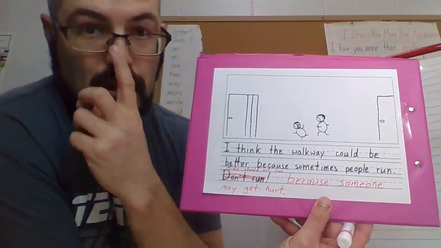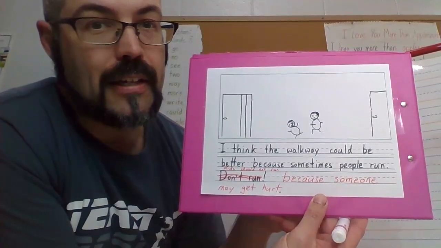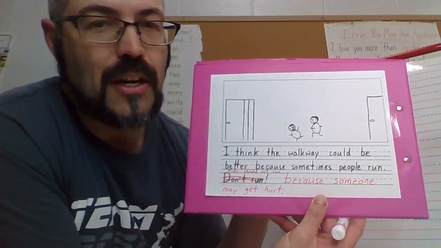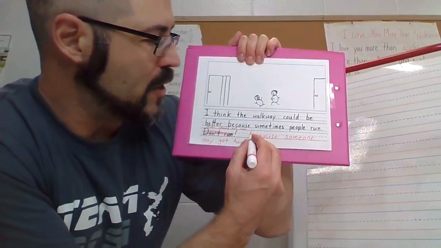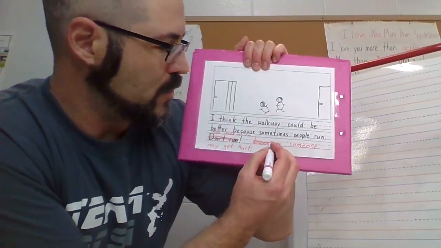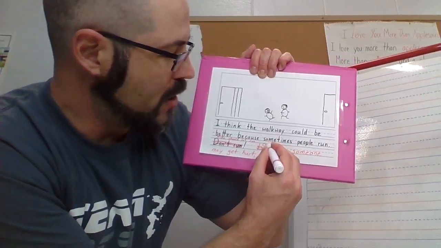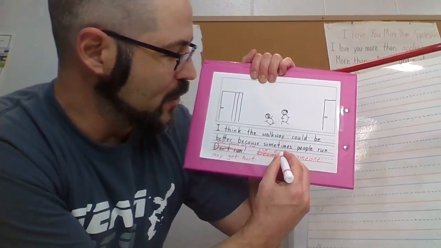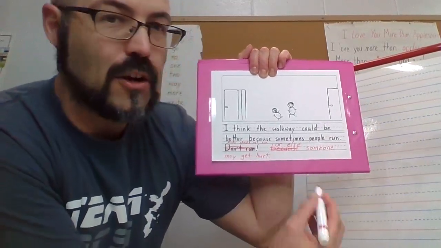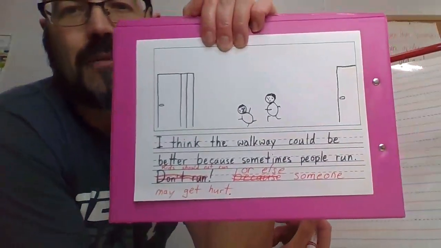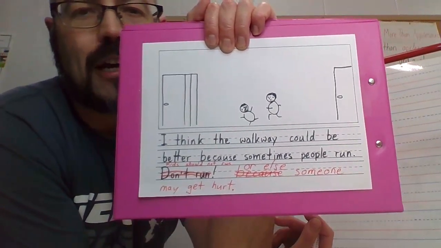So I changed it to show an extra reason, but I actually want to change it again because I don't want to do a because, I want to do a or else. Kids should not run, or else someone may get hurt. That's what I mean about adding an or else type to your writing.